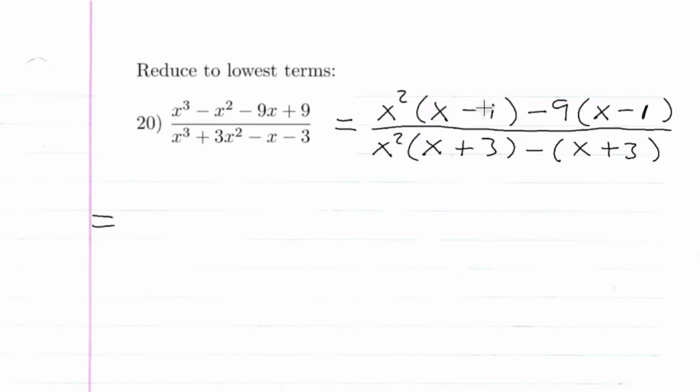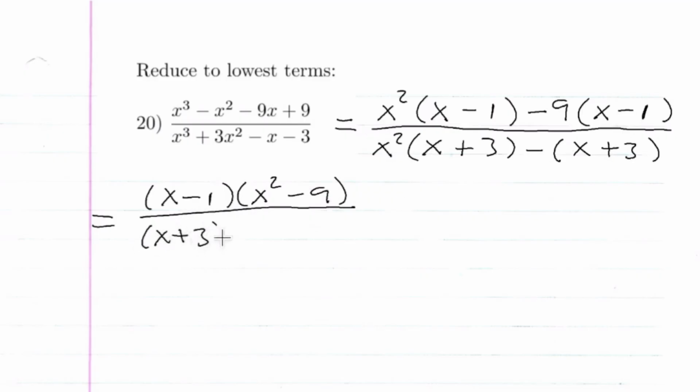Now, in the numerator, I can see that they have a common factor of x minus 1. So I'll have x minus 1. And then if I factor out x minus 1 from both these terms, I'm left with x squared minus 9 over. And then same thing here. They have a common factor of x plus 3. And then if I factor out x plus 3 from both of these terms, I'd be left with x squared minus 1, right?